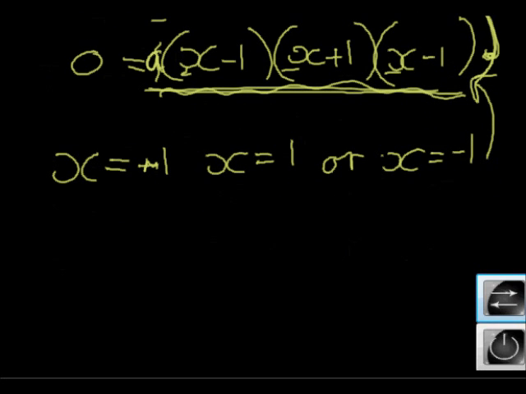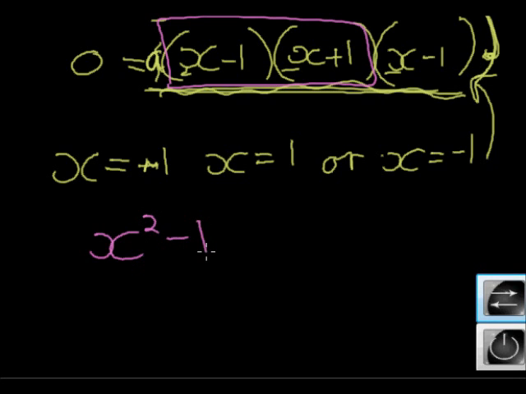Let's do these two, because they are very easy. X minus 1 times X plus 1 will be? X squared minus 1. Why? It's the difference of two squares.